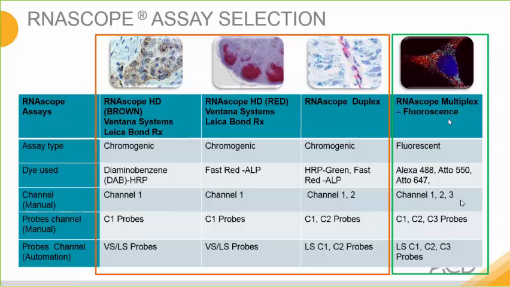So I just want to mention quickly that if you work at a core facility or if you're running high throughput assays, automated RNAscope assays are also available on the Leica BOND RX and the Ventana platforms with the brown and the red assay. So with the Leica platform, it's also capable of performing duplex and multiplex assays.